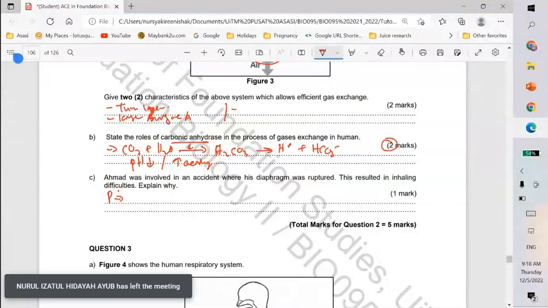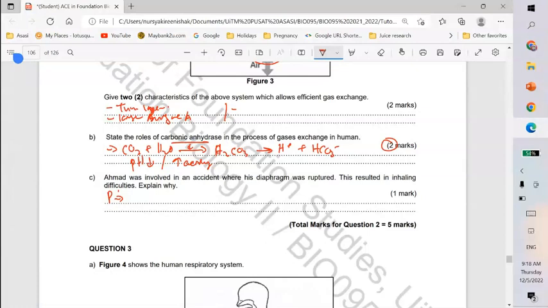If you want just one point, the most obvious one is unable to expand the thoracic cavity, or cannot increase the volume of the thoracic cavity. Thus, the pressure inside the thoracic cavity cannot be decreased, or cannot create negative pressure breathing. That is another point you can include. Therefore, the air pressure inside the lung and the pressure outside, which is the atmospheric pressure, will be the same, equal. No difference in partial pressure between outside and inside the lungs.